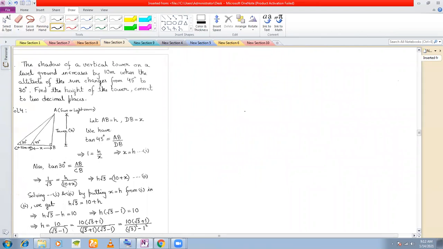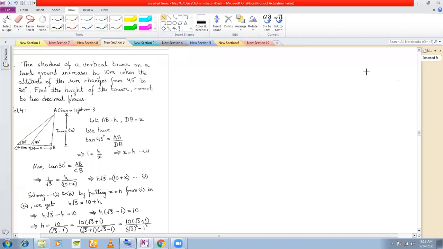So let us see. The question here is, the shadow of a vertical tower on a level ground increases by 10 meters when the altitude of the sun changes from 45 degree to 30 degree. Find the height of the tower, that too correct to 2 decimal places. Okay. The shadow of a vertical tower.